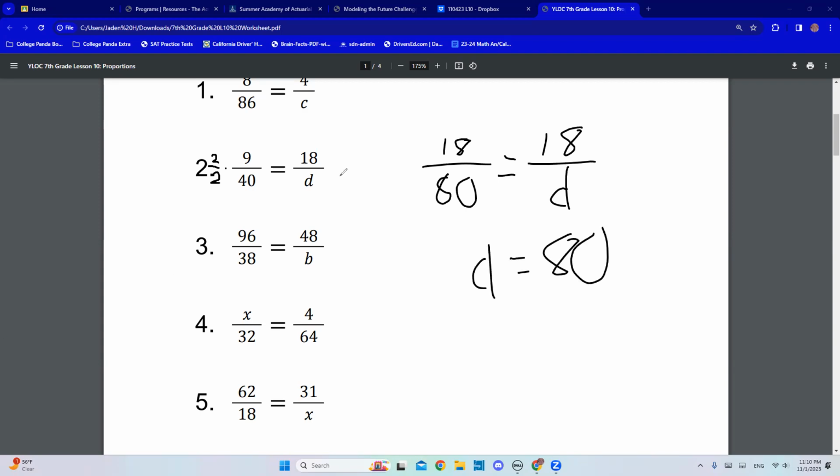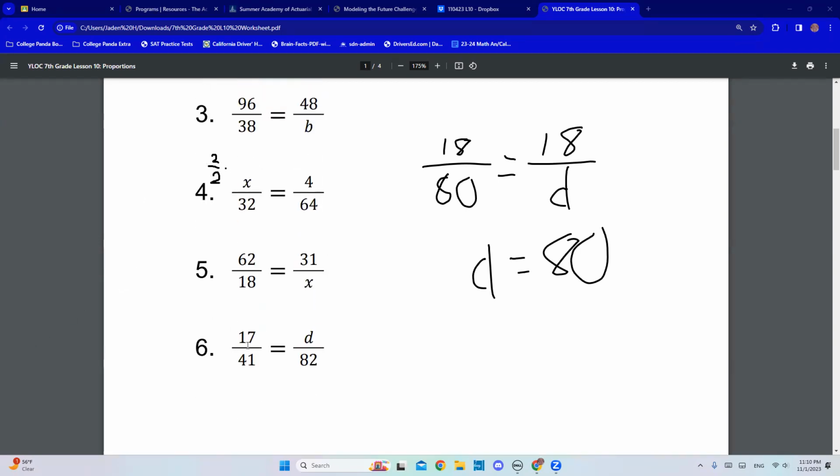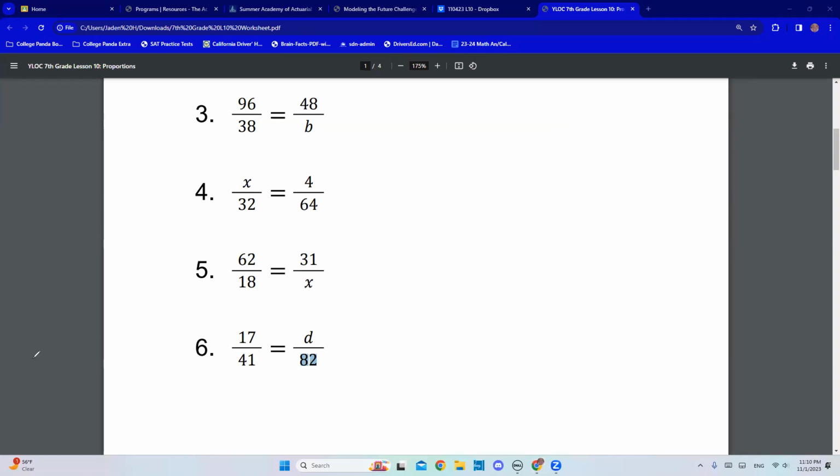This only works if the variable is on the fraction with the larger numerator and denominator. So for example, it would work for number 6 because the variable is with the larger denominator. All right, let's move on to the next set of problems.